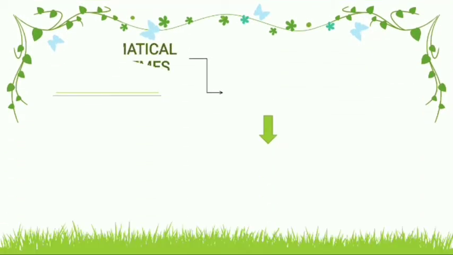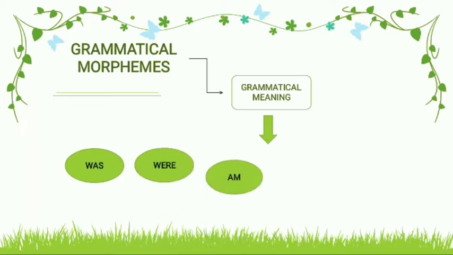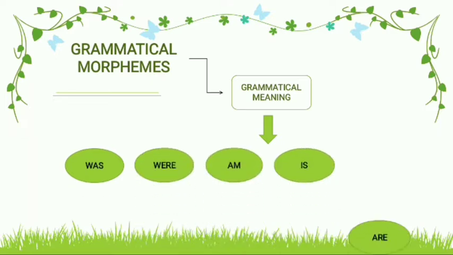And then next, about the grammatical morphemes. Grammatical morphemes are morphemes that carry only grammatical meaning. It means they only have grammatical meaning and there is no sense. For example, was, were, am, is, and are. This is the to be, in which was and were are for the past form, and am, is, and are for the present.